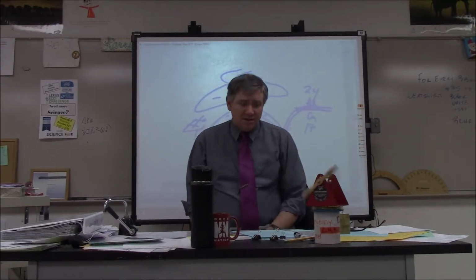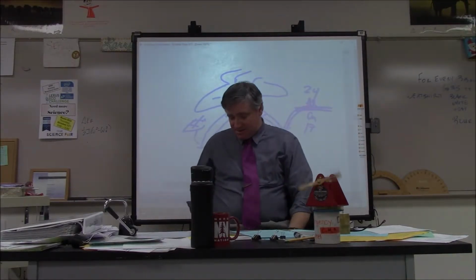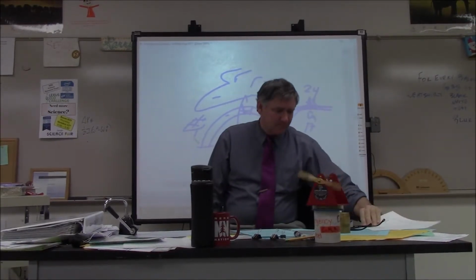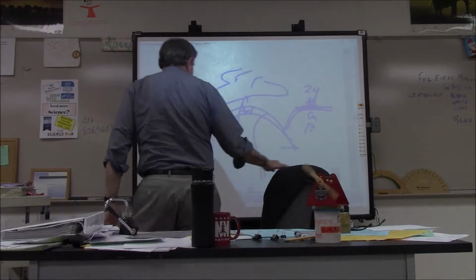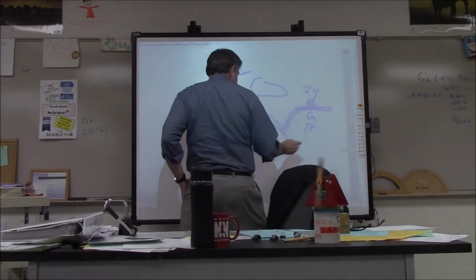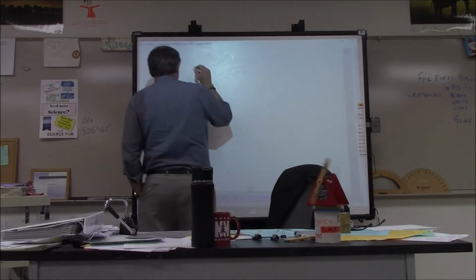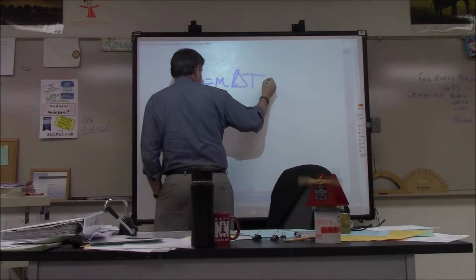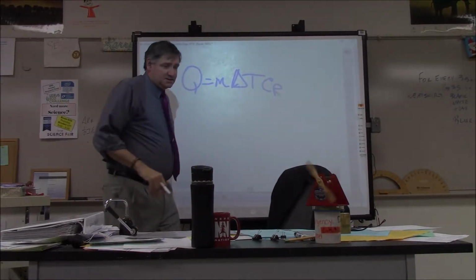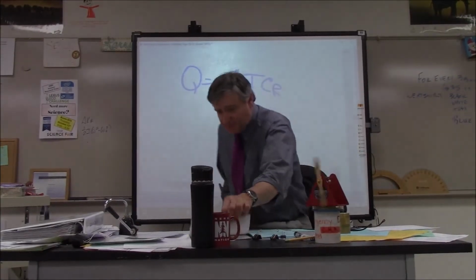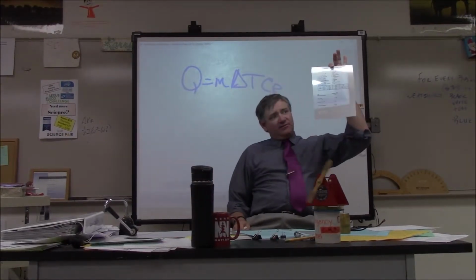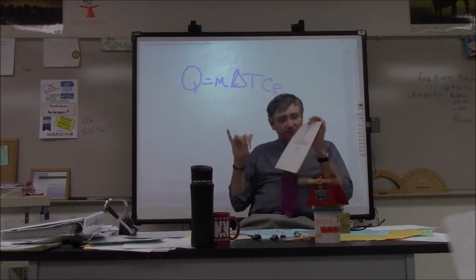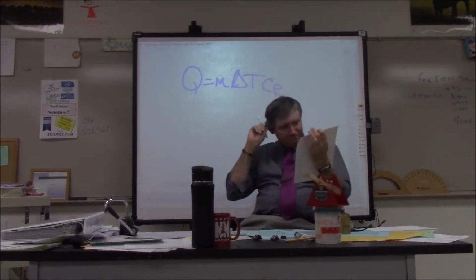Okay, so when you look at thermodynamic calculations, you need this sheet of paper with all of the constants on it. And for those of you that were in Chem 1, you might have seen this equation: Q equals m, delta T, C sub p. All these equations that we're going to be dealing with on the thermodynamic side are on the back side of your equation sheet. You're going to see that we're going to have 3 different calculations for Q based upon the situation.